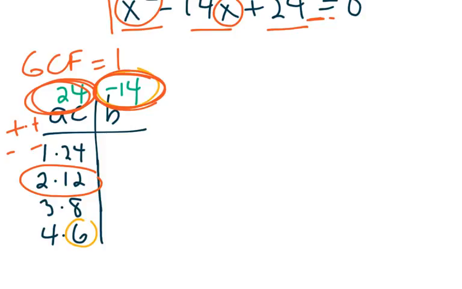So the only thing is, I need to make sure that they are both negative. So negative 2 times negative 12 gives me 24. Negative 2 plus negative 12 gives me the negative 14. So I know that's the pair that works.